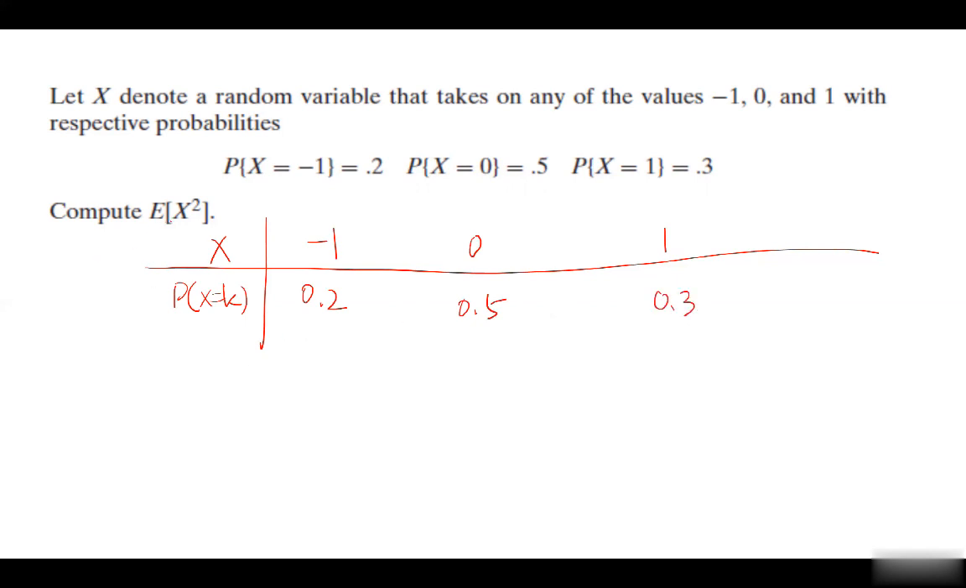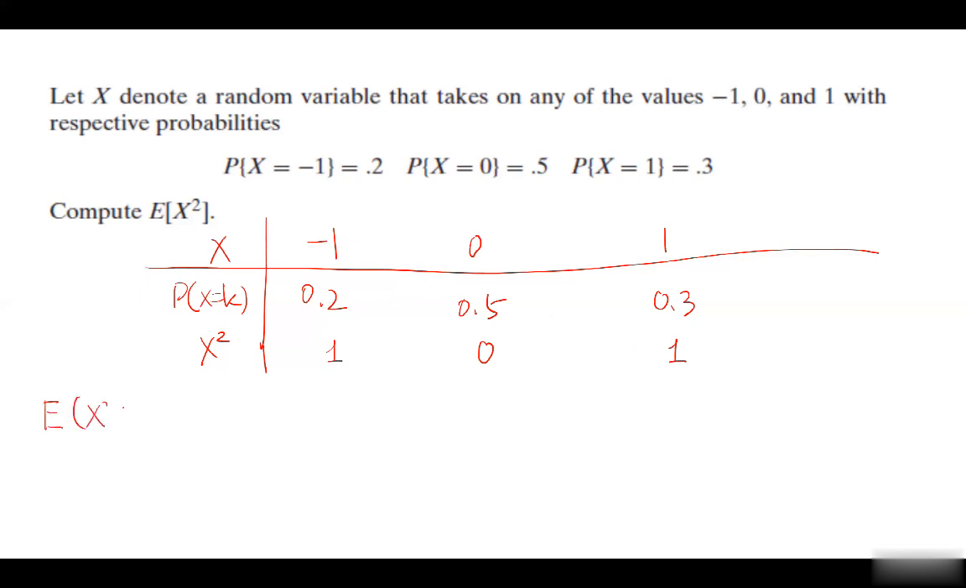And here we want to find the expected value of x squared. So what are the possible values that x squared can be? When x is -1, x squared is 1, right? And when x is 1, x squared is also 1. When x is 0, x squared is 0. So that means the possible values of x squared are 1, 0, and 1. And the corresponding probabilities are 0.2, 0.5, and 0.3, right?